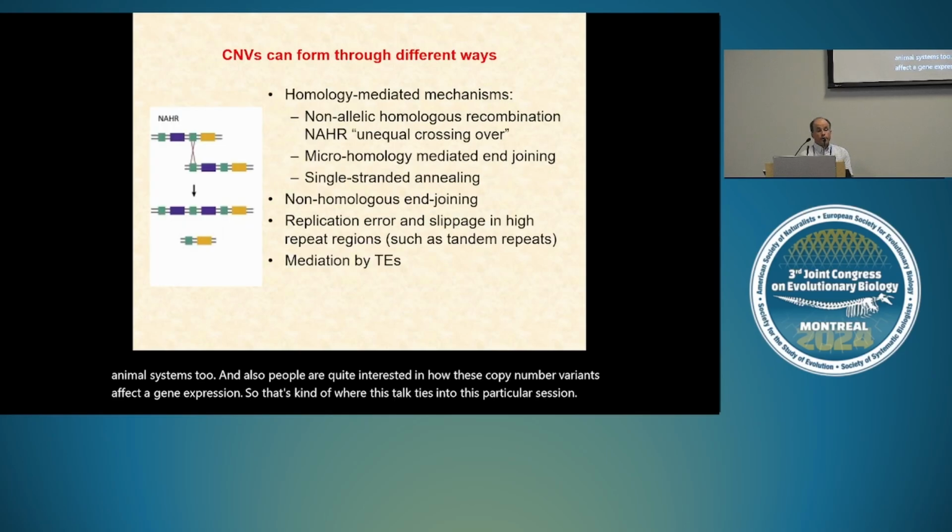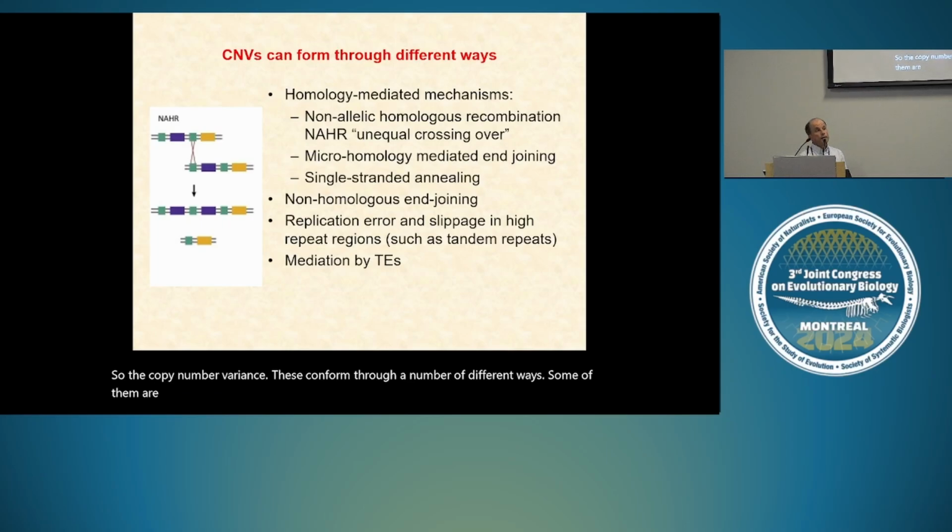So copy number variants can form in a number of different ways. Some of them are homology-mediated mechanisms, which means that they require some sequence similarity in order to occur. These include non-allelic homologous recombination, which is shown in the figure over here. It's also sometimes called unequal crossing over. They can also form by microhomology-mediated end joining, and also by single-strand annealing.